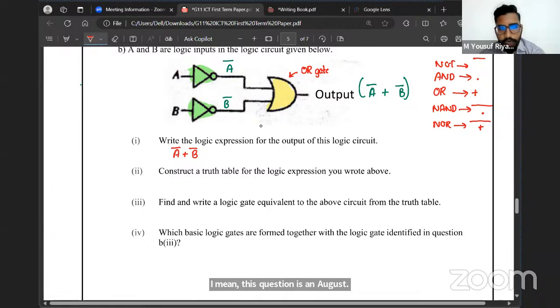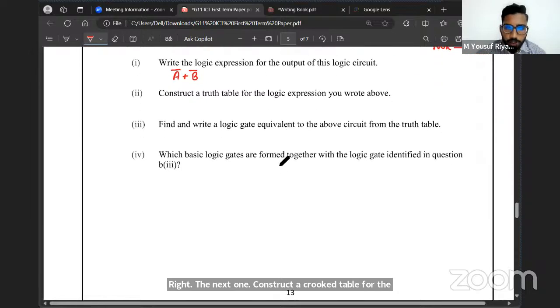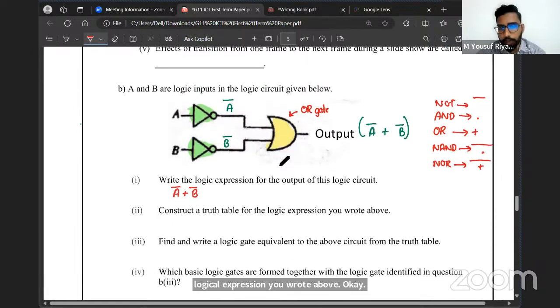Right, the next one. Construct a truth table for the logical expression you wrote above. To draw the truth table, first of all, you should know the inputs. What are the inputs we have for the circuit?